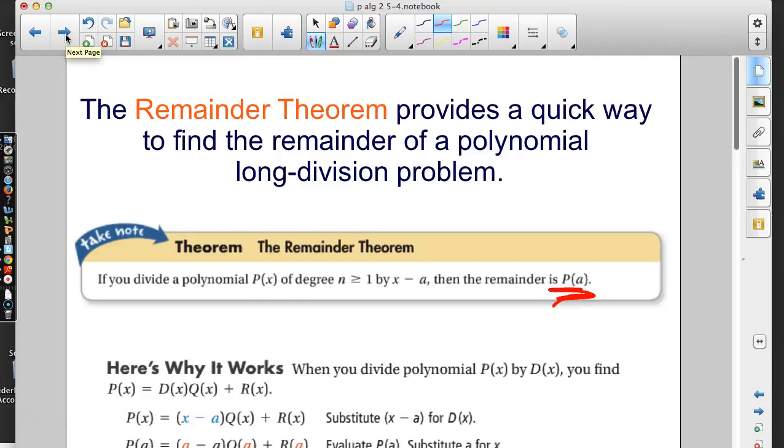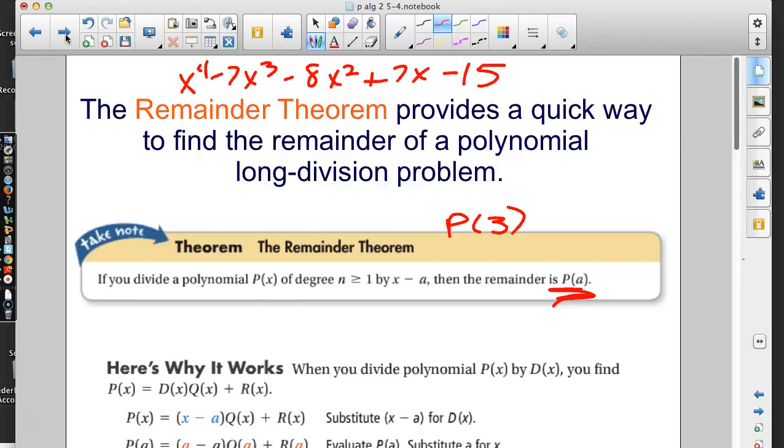Now that looks like absolutely nothing, I know. But here's what they're saying. That last number that you get as your remainder is what you would get if you evaluated it for that number. That means when we had big long polynomials before, and I said, find p of 3, you were grabbing a calculator and putting in 3 to the 4th minus 7 times 3 cubed minus 8 times 3 squared plus 7 times 3 minus 15, when all along, we could have just done this synthetically, and we would get the same answer.